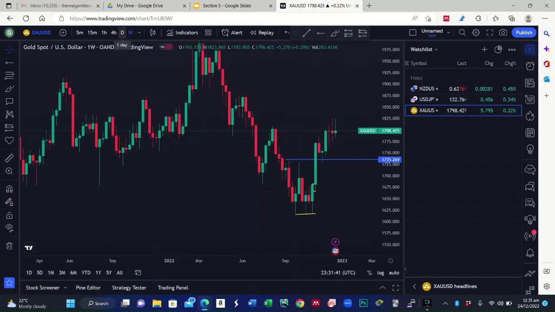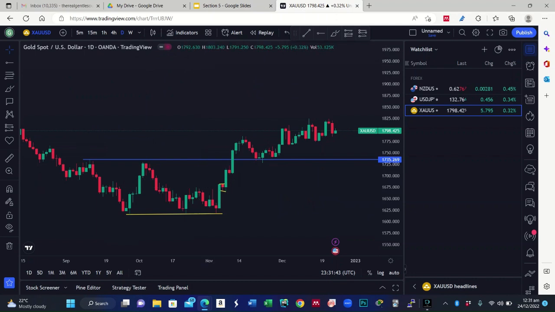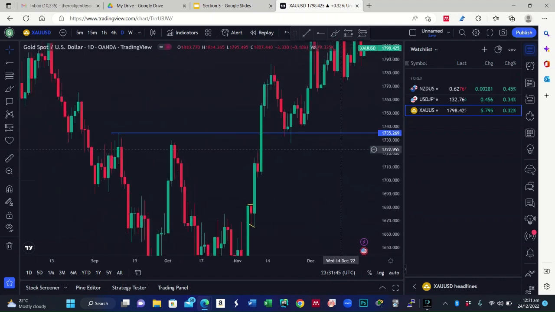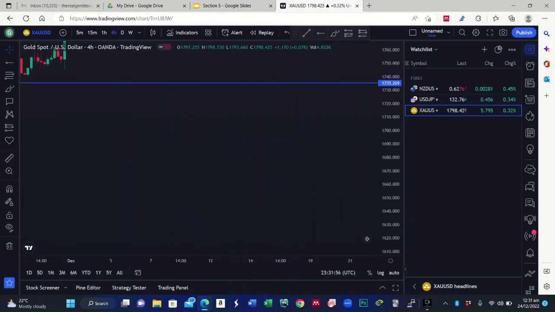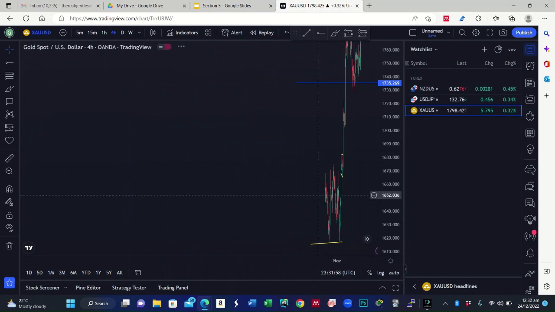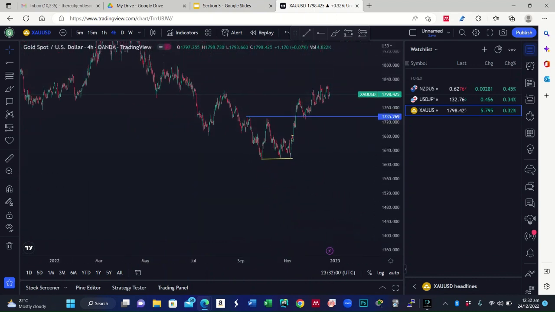So let's go to the daily time frame. On the daily time frame, you can see it vividly. This is a particular top, and price is approaching it. Let us assume price is still here. So let's go to the 4 hour time frame. So this is the 4 hour time frame.